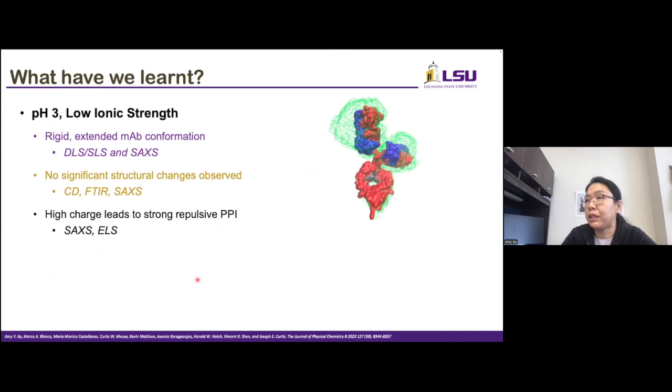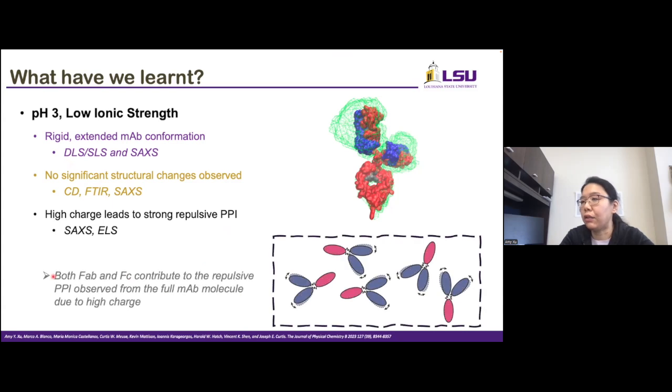And then at pH 3 but low ionic strength, we know that they are rigid. They have adopted this extended conformation, and there are no significant structural changes. The high charge could potentially lead to such strong repulsive protein-protein interactions. What we can conclude from here is that both the Fc and the Fab domains contribute to repulsive protein-protein interactions due to the high charge.